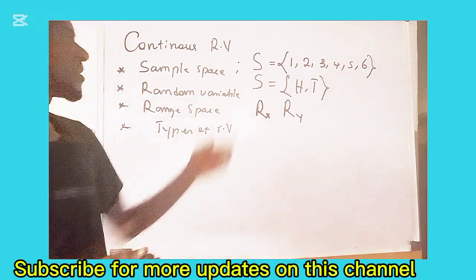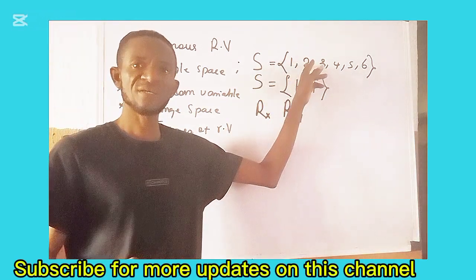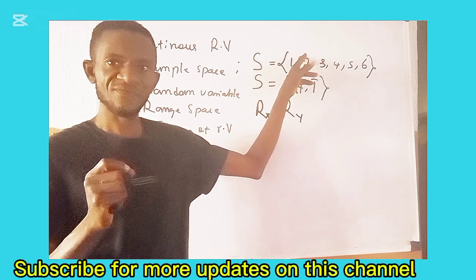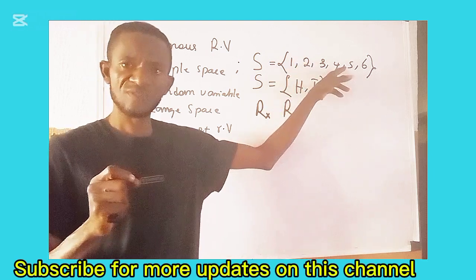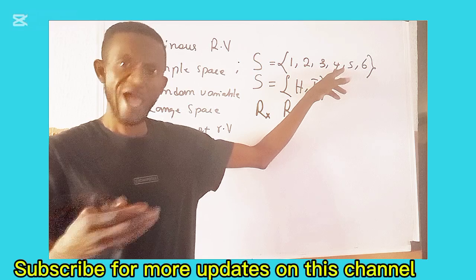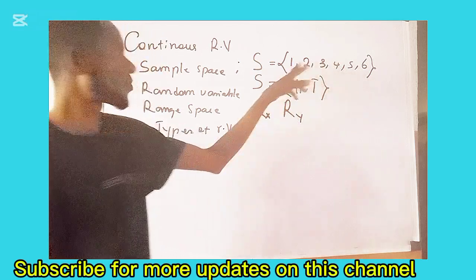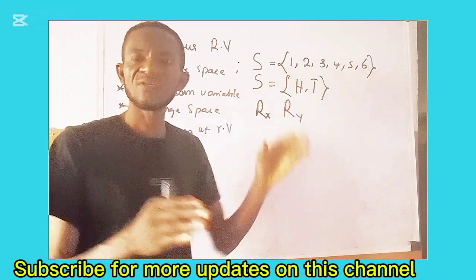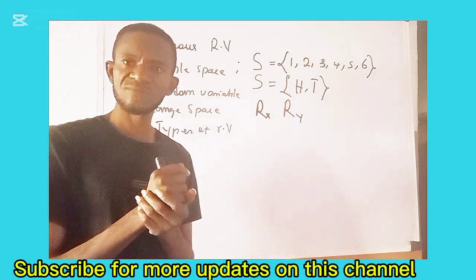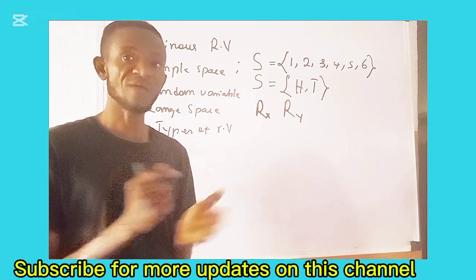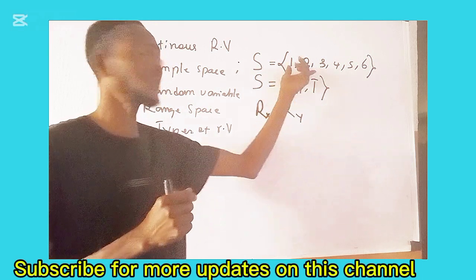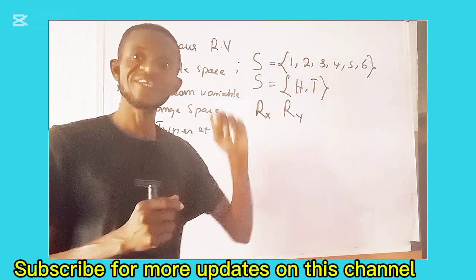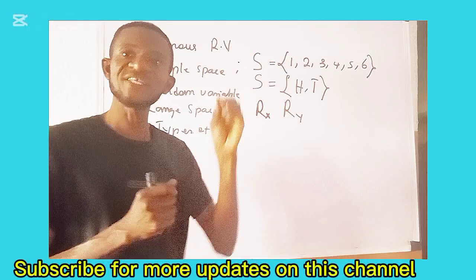For instance, let us examine this sample space here that involves the roll of a die. We ask ourselves, all the possible outcomes, are they countable? Are they finite? If you watch 1, 2, 3, 4, 5, 6, it contains countable values. Therefore, the experiment involving the roll of a fair die is a discrete random variable or a discrete experiment.